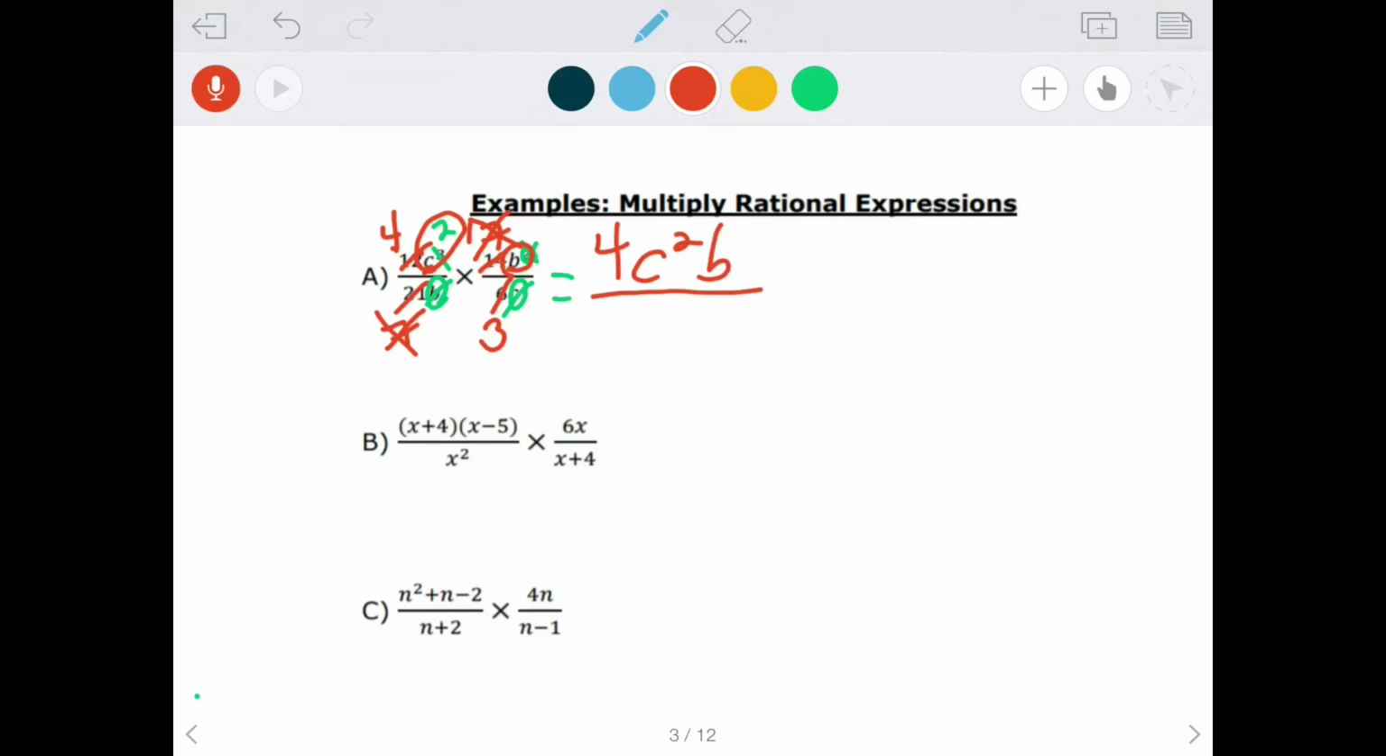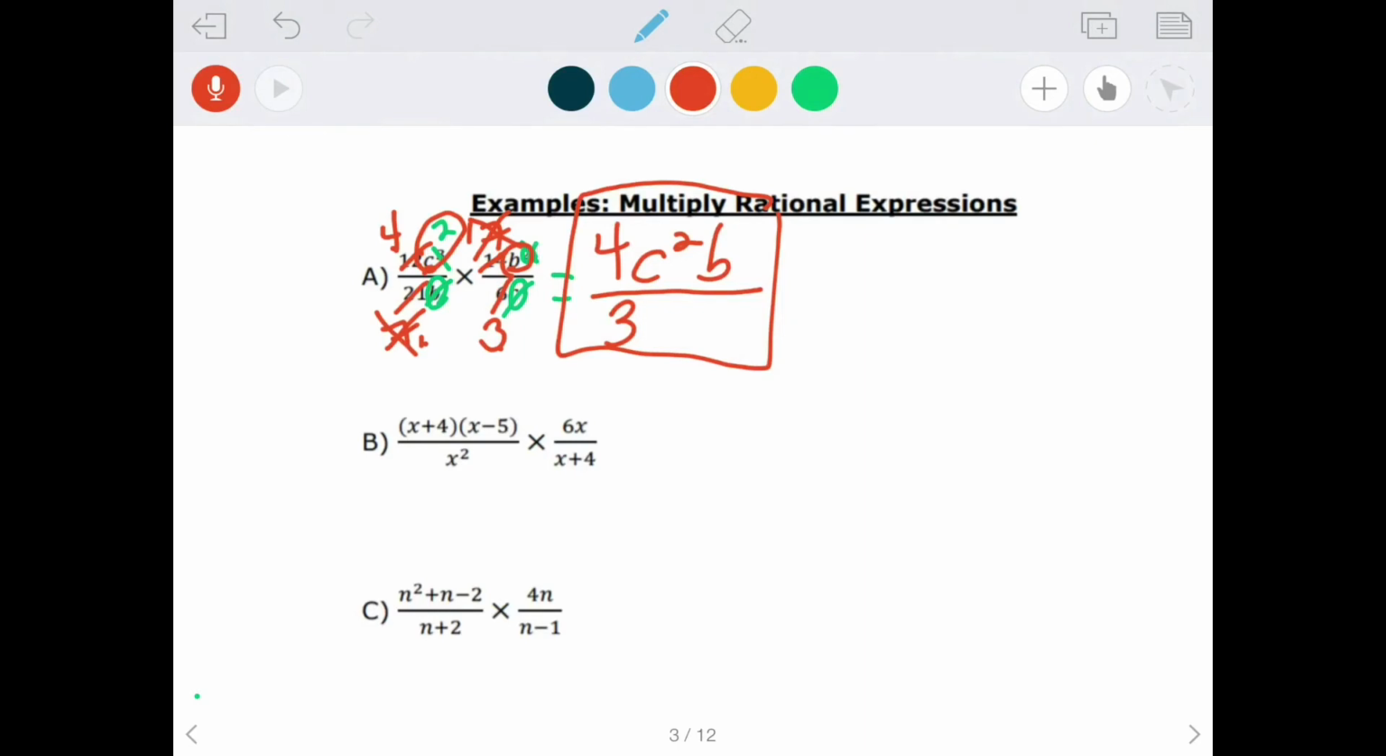Then I'm going to multiply my denominators. And again, the 7 got canceled out, so 1 over 3. So 1 times 3 is 3. And then my B's and my C's canceled out, so that is all what's left in our numerator or denominator. So that is our final answer.